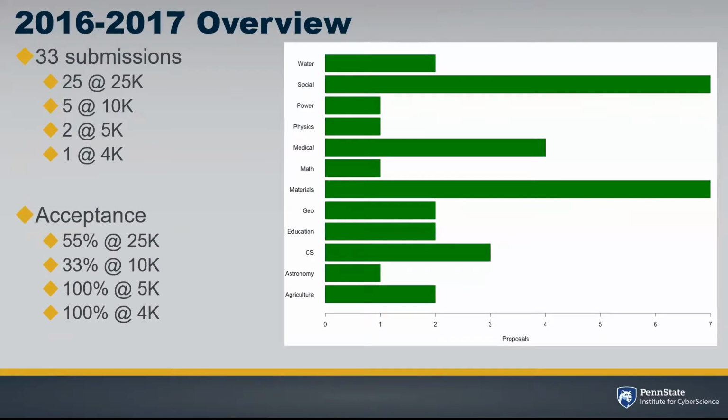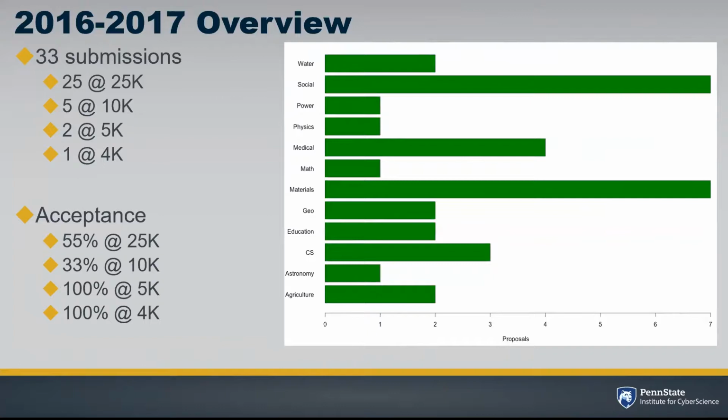This is about last year. We received 33 submissions: 25 submissions at 25K, 5 submissions at 10K, 2 submissions at 5K, and only 1 single submission for 4K. The graph on the right shows roughly how we divided the different projects into topics. And the bottom left, you have the acceptance rate. For the $25,000, there was a little bit more than 50% chance. For the $10,000, we funded 33% of the proposals, and we funded 100% of the 4K and 5K.